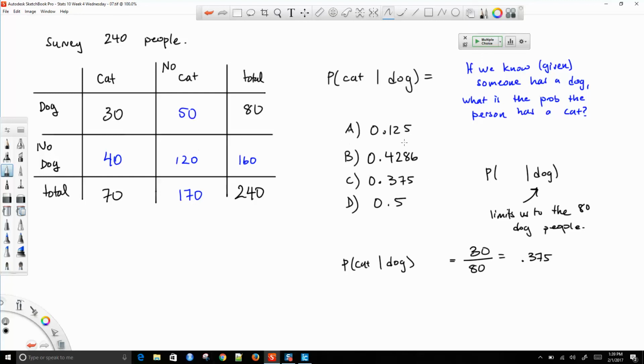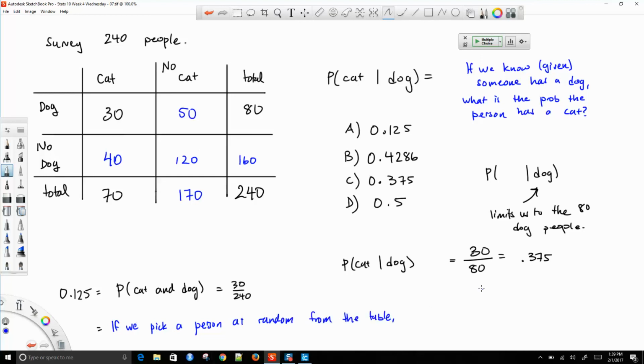Okay, some of you guys selected 0.125. 0.125 is the probability of cat and dog. Okay, and there's this difference here. Cat and dog, this would be 30 divided by 240. And this question is if we pick someone at random from the table, if we pick a person at random from the table, what is the probability this person has both cat and dog?